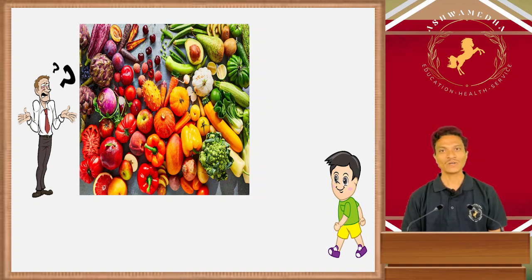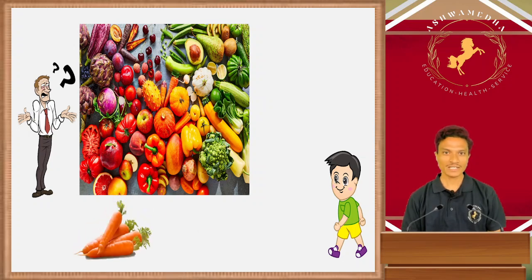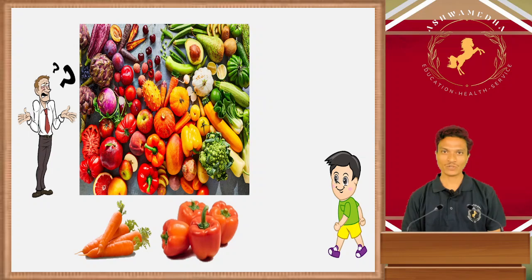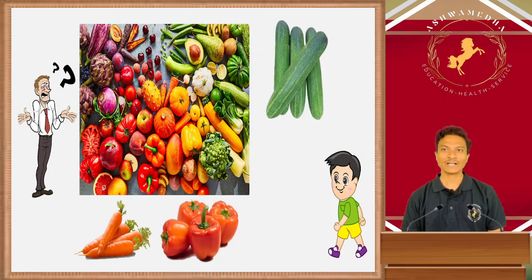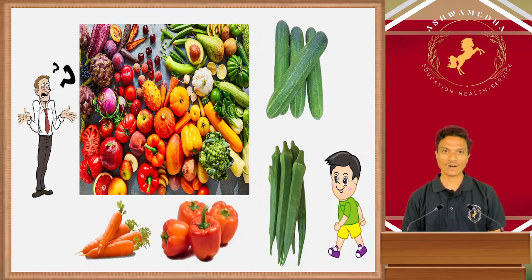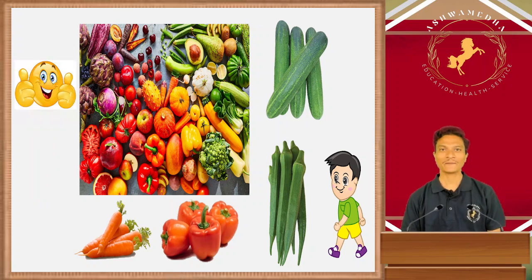Our Chintu will separate the vegetables into groups of the same kinds. How? Look at the picture. He will separate the carrots from the group of vegetables. He will separate the capsicum, and he will separate cucumber and also okra. What is he doing? He is separating the similar kinds of vegetables from the group of vegetables. Yes or no? Yes. Now the father becomes very happy.